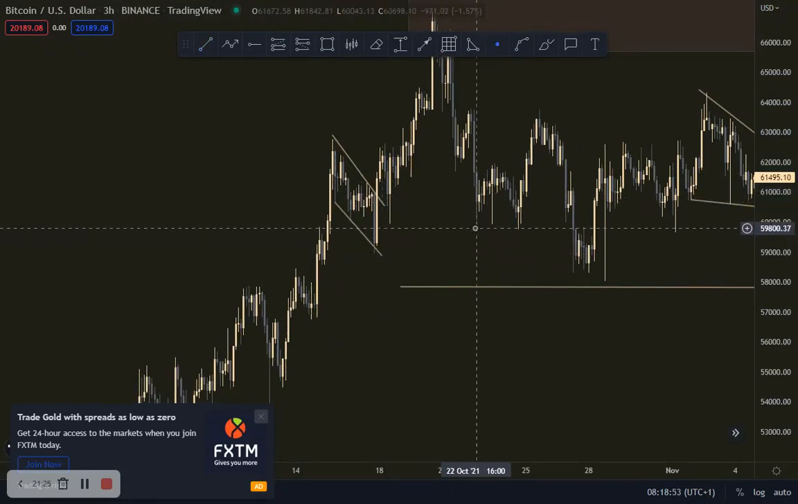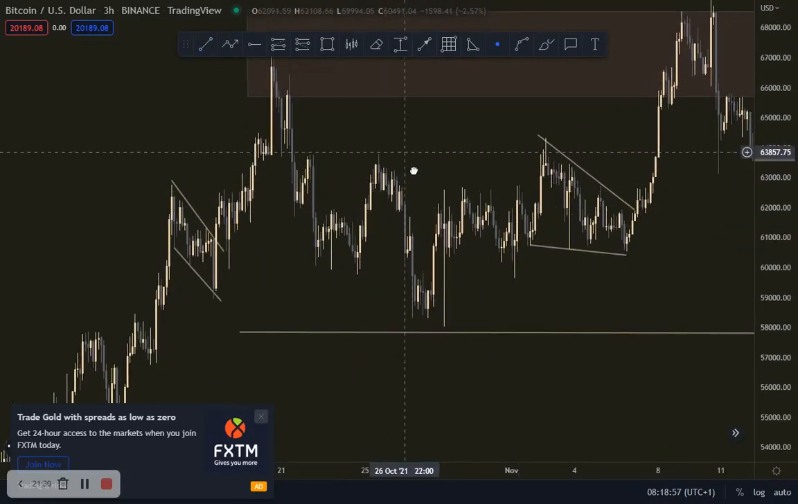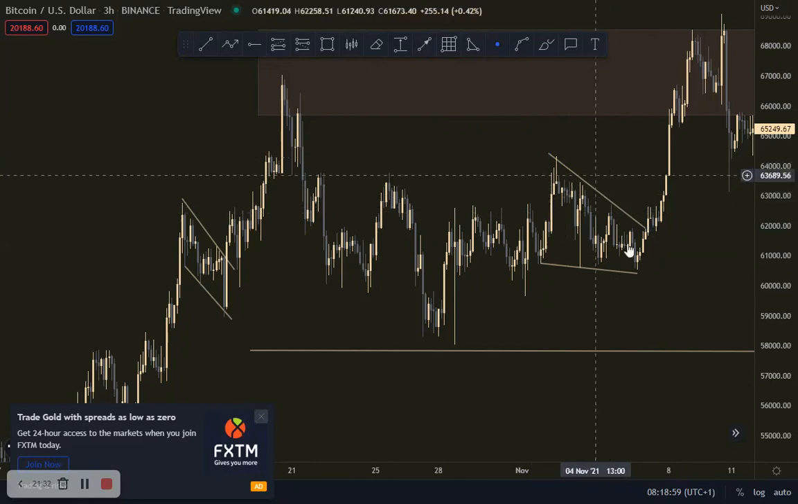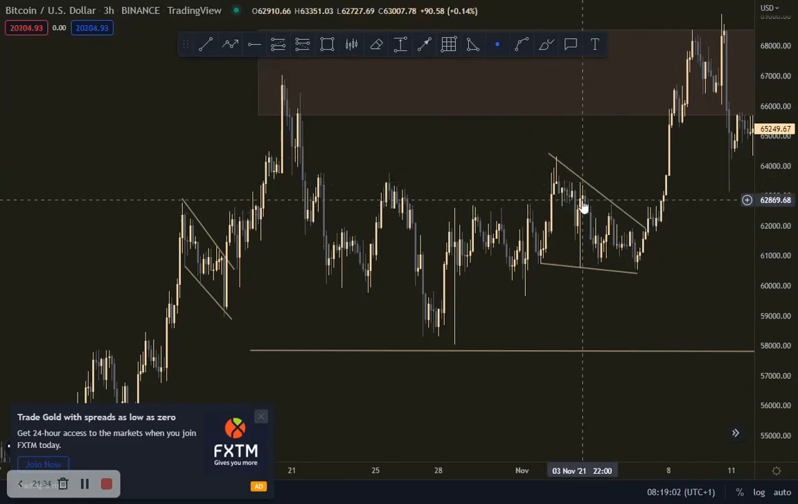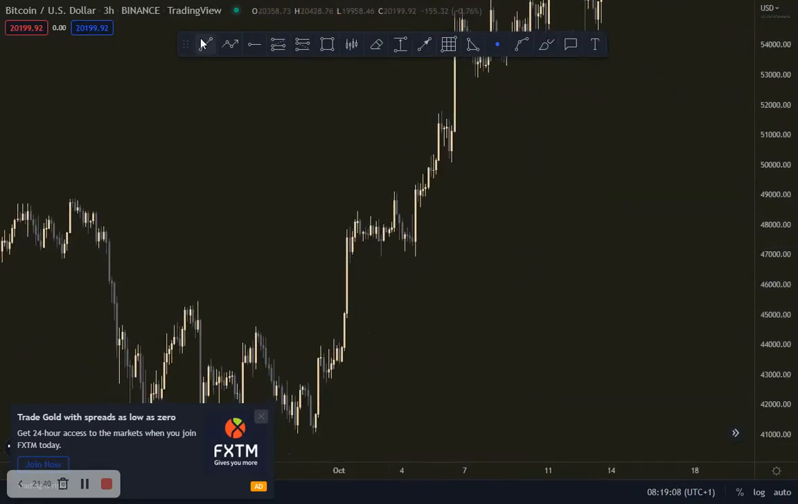You can see how this plays out. Movement, wedge to the upside. That's a wedge for bulls, right? All right. This is another wedge, a falling wedge.